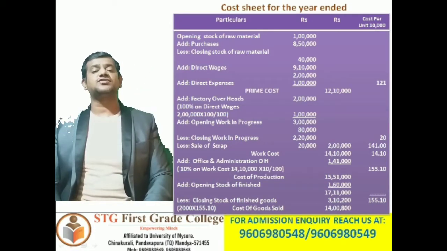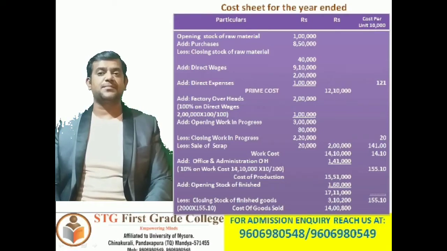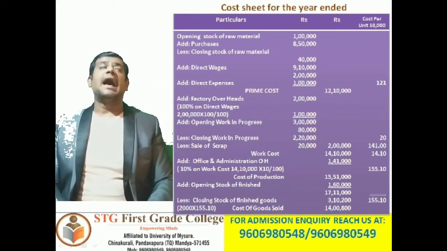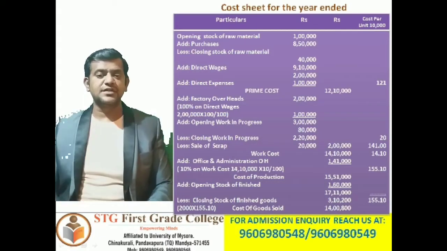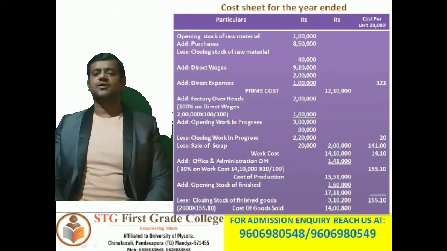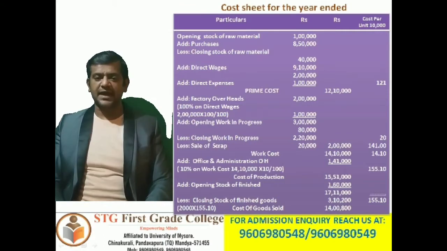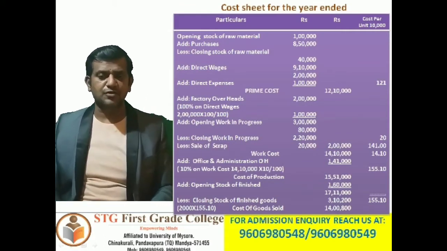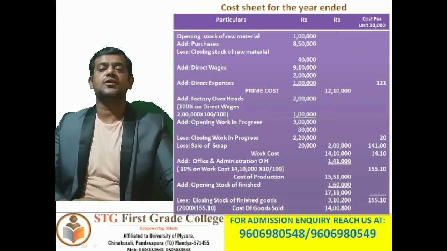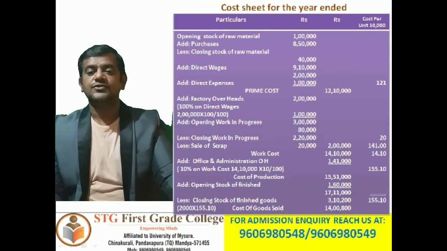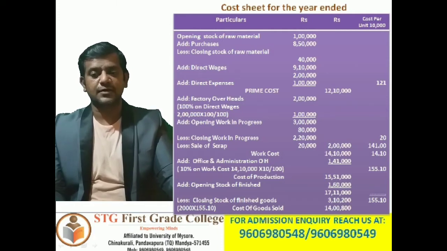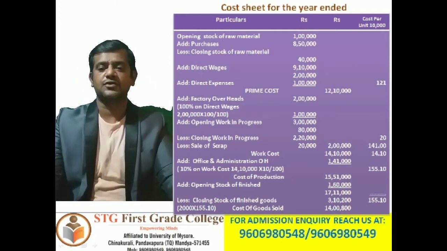So how much opening stock of raw materials has been given in the problem? That is 1 lakh. Add purchases 8,50,000 less closing stock. So we are supposed to deduct the closing stock out of this. So how much is the closing stock? 40,000 rupees, which we are supposed to deduct.